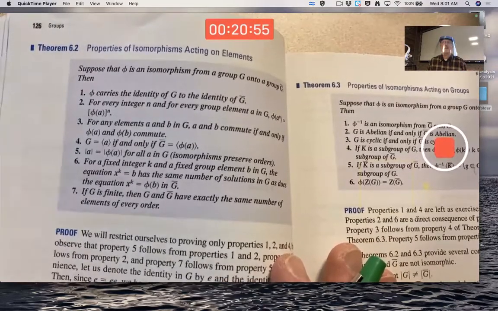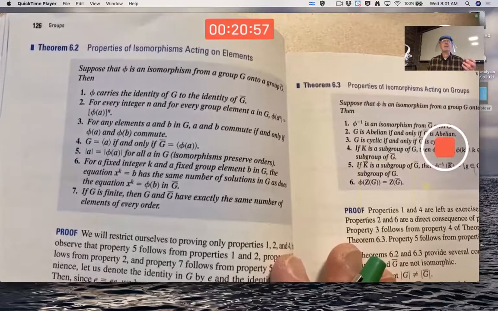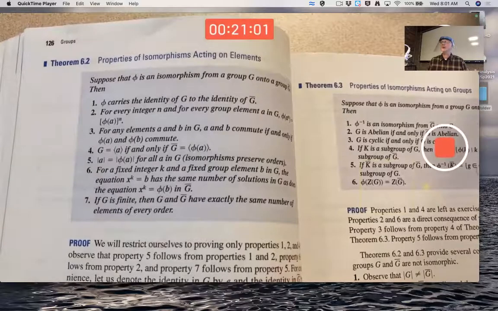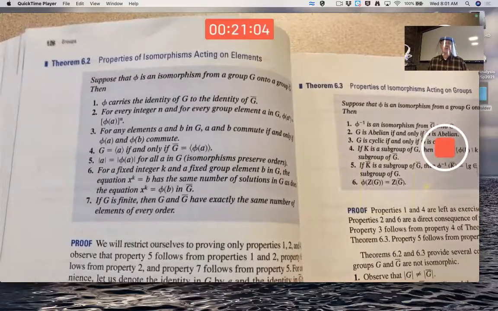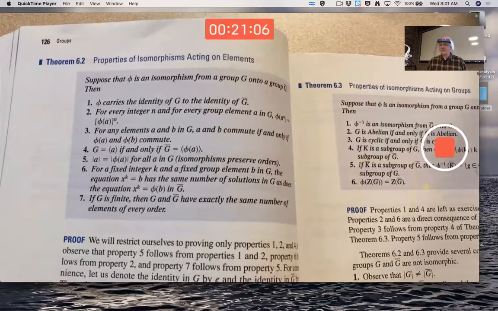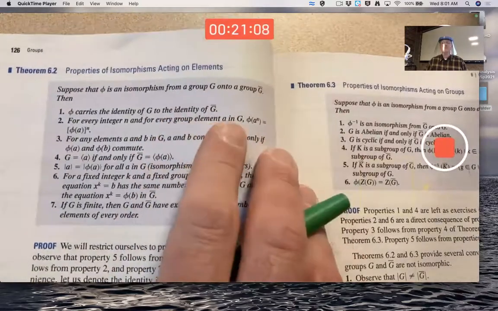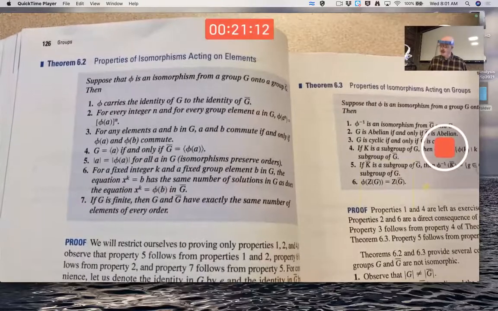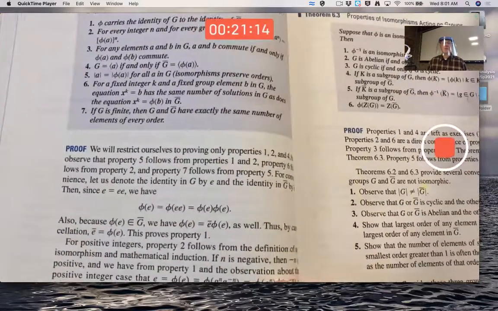They are the same group up to isomorphism. They may look different, they may be represented differently, but they have the same algebraic structure to them. First property here is that phi carries the identity of G to the identity of G bar. The book's proof of this is really what you might call slick, and I probably wouldn't have thought of it right away.